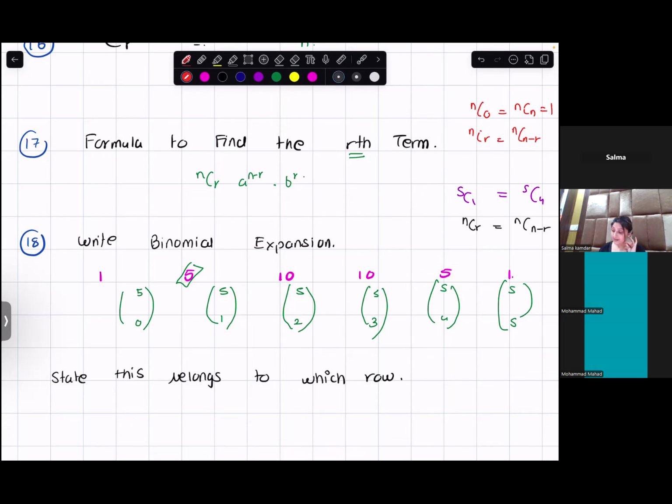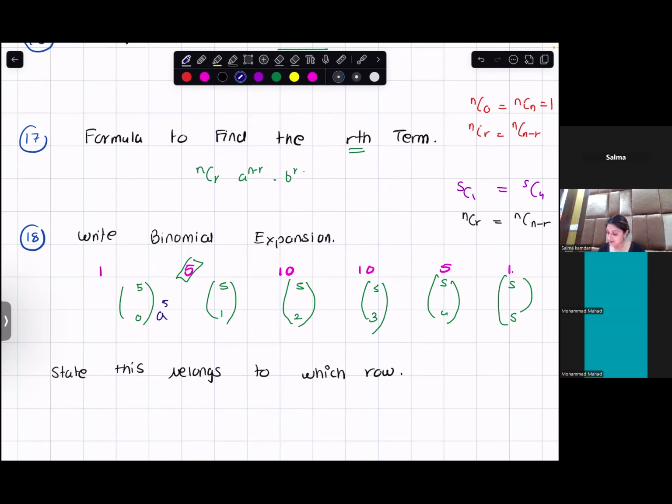Now, this is NCR. This I want to do the binomial expansion of this. So it will be A raised to what? A raised to 5. N minus R, that is 5, and B raised to R. This will go on: A raised to 4, A raised to 3, A raised to 2, A raised to 1, and A raised to 0. B will keep on adding: B1, B2.